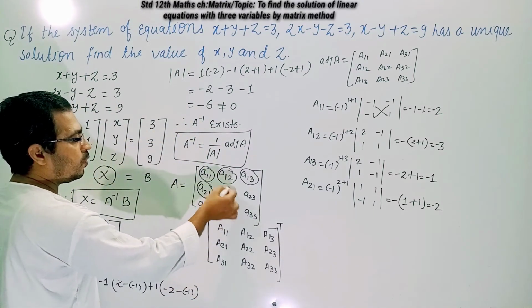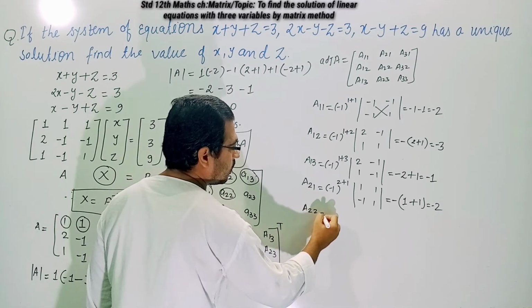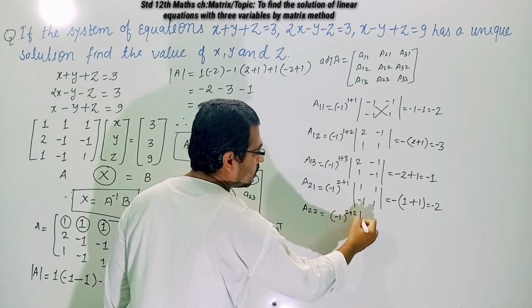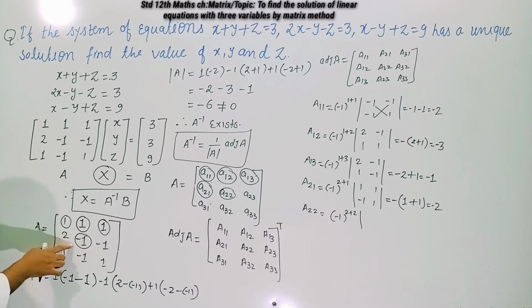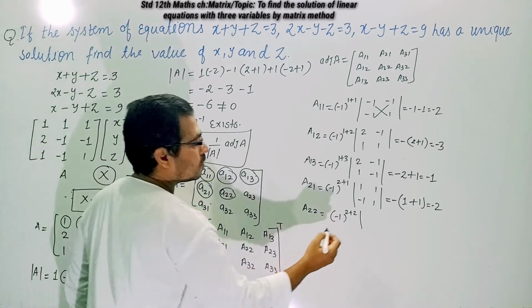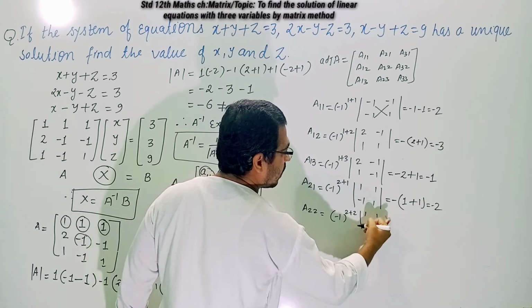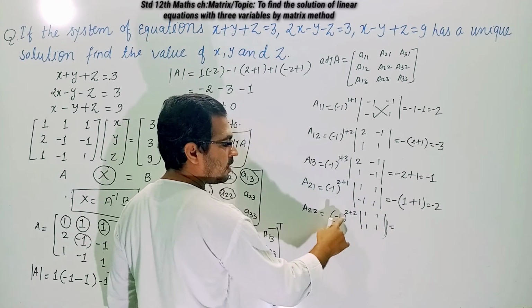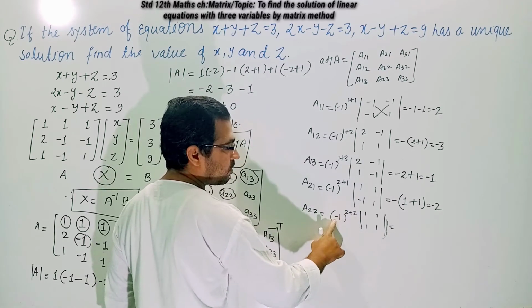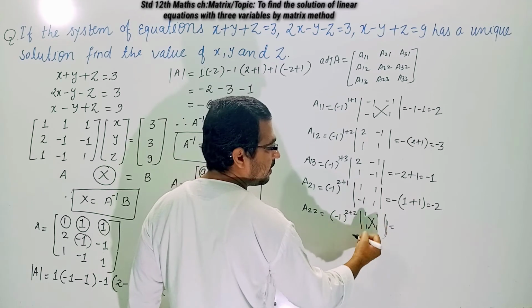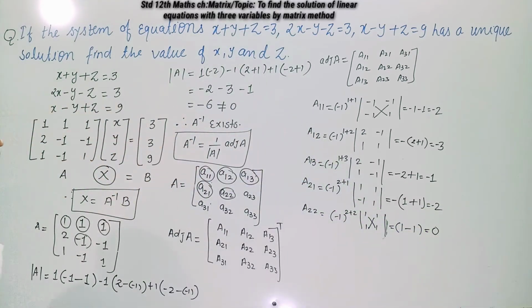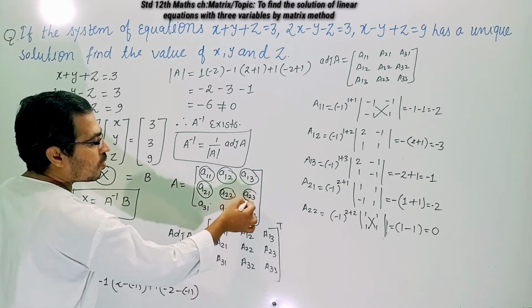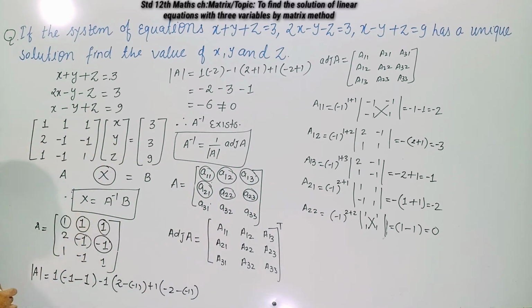Now the cofactor of A22, so minus 1 to the power 2 plus 2. Cofactor of A22 means the cofactor of minus 1. So do not write this row and this column. So 1, 1, 1, 1. Okay. Minus 1 to the power 2 plus 2 means 4. Minus 1 to the power 4 means 1. So multiplying these elements, 1 into 1 minus 1 into 1, so 1 minus 1. We are getting 0.